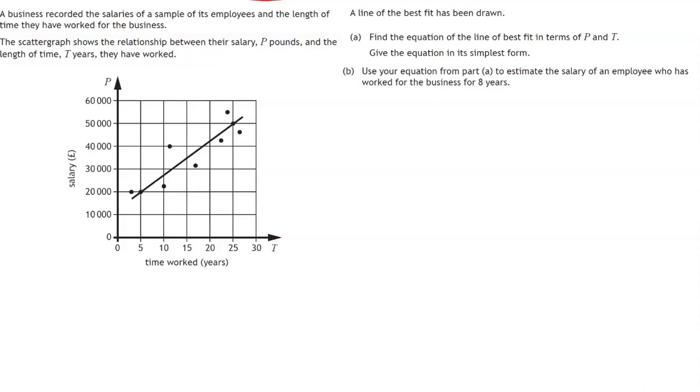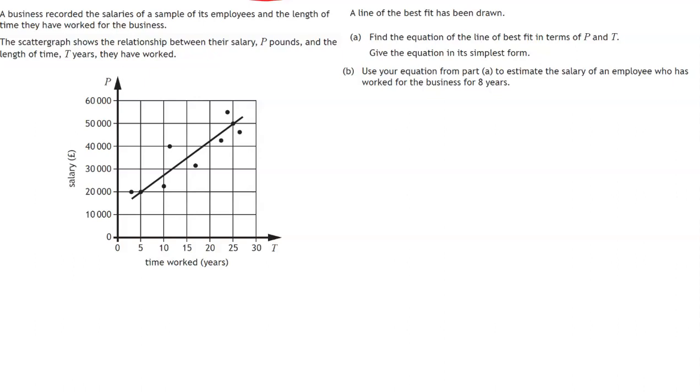Firstly, it wants us to find the equation of the line of best fit drawn in terms of P and T. So it's giving you the line of best fit there. And then it wants us to use this equation to evaluate some information that it's giving us. Now, we're going to work through this systematically, part A then part B. And there's a few things we need to remember as we go.